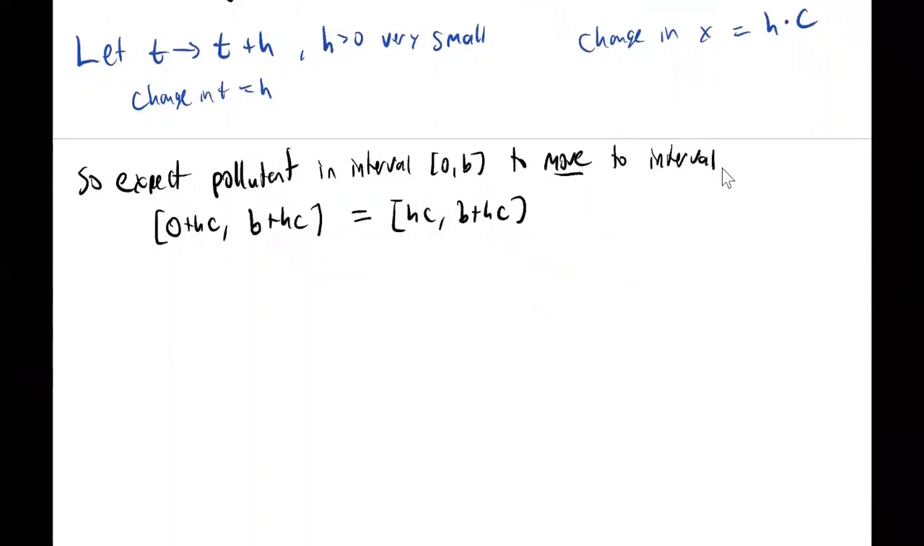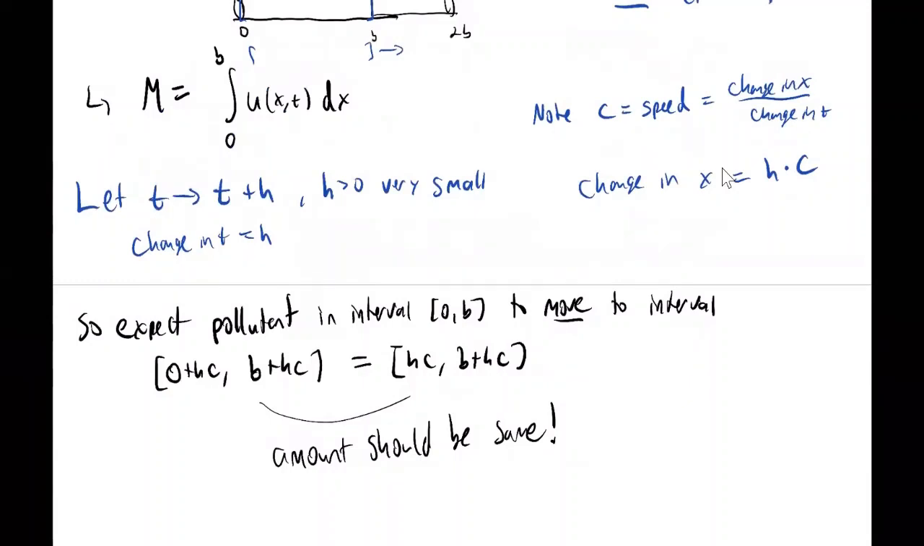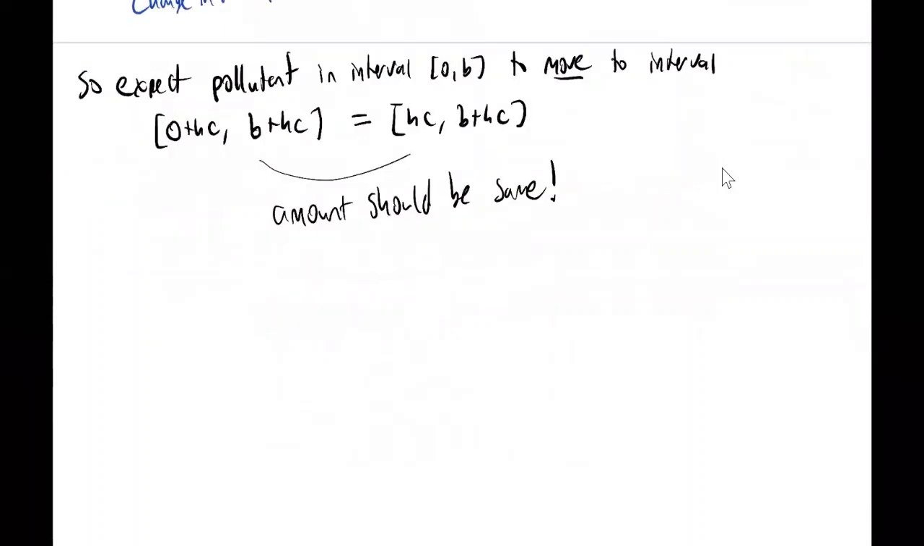But the pollutant is just moving to the right, right? So the amount in this interval shouldn't change. Again, it's not like disappearing into thin air, it's just moving. So the amount should still be the same. And so if we argue as above, we have a similar formula for the amount in the interval between hc and b plus hc. It's again going to be an integral, but now the domain of the integral is going to go from hc to b plus hc. And so therefore, we also must have m is equal to the integral now from hc to b plus hc of u.